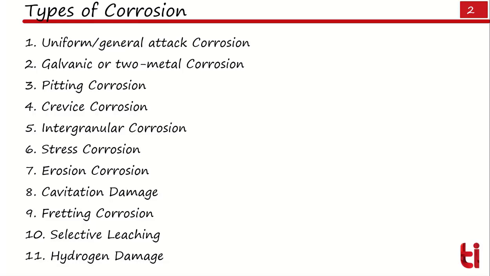When you try to categorize corrosion depending on their types, a large number of corrosions are possible that can occur in materials. In this particular course, we cannot cover all different types of corrosion. Therefore, we restrict ourselves to 11 different types of corrosion that we are going to study in detail, which are prominent in the industrial environment.